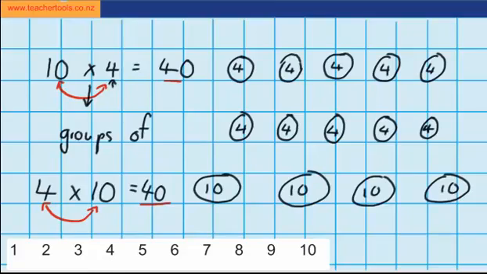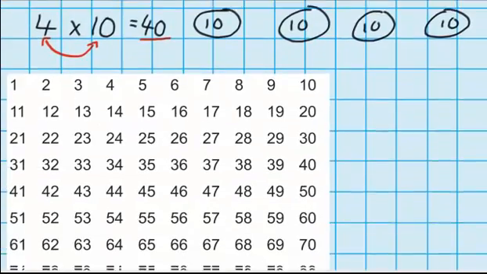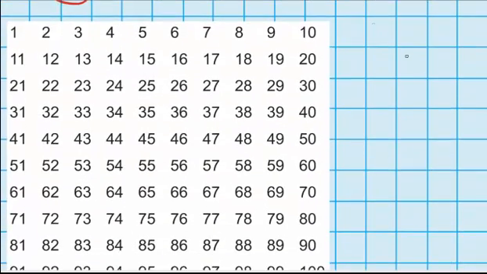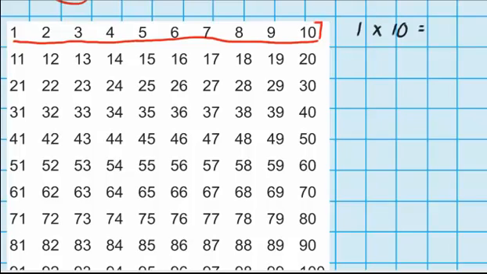Well, let's go down the page a little bit and see what one group of 10 looks like. So, one group of 10. And if I look over to my hundreds board, I can see a group of 10 right along here. So, one group of 10 equals 10.